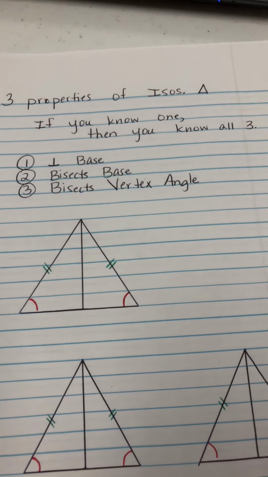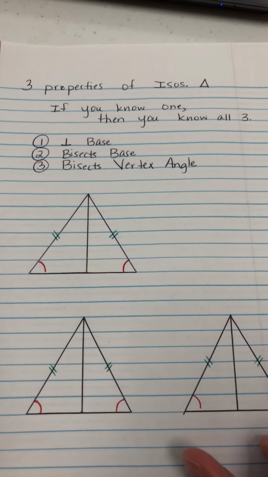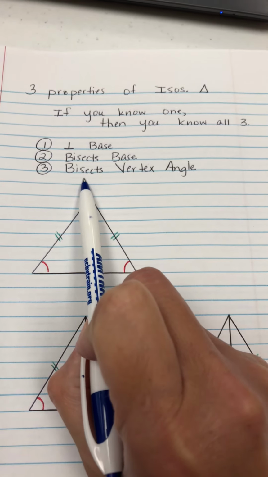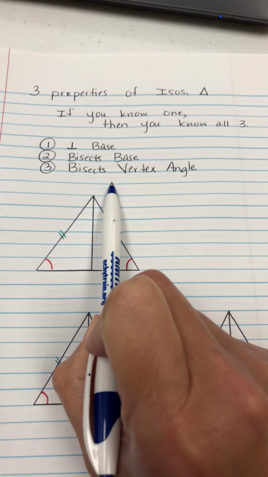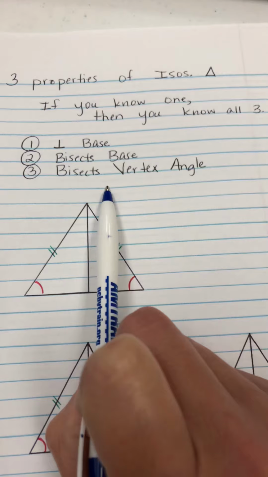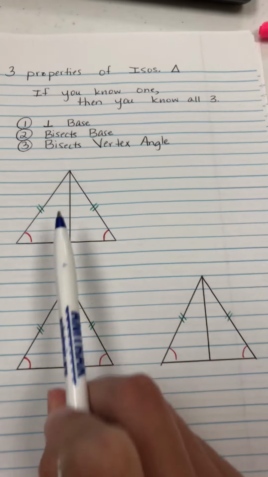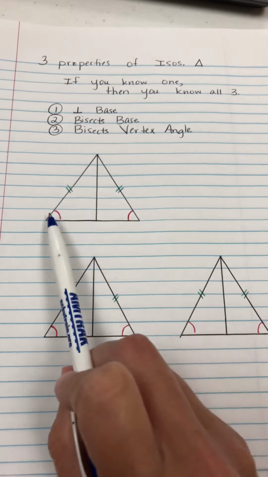Okay? The next thing that I want to talk to you about is some of the properties of isosceles triangles. If you know one of these three pieces of information, then you actually can use all three pieces of information. So let me go through this again. This is for isosceles triangles. So if you look at the picture I have here, all three pictures are identical. You have a large isosceles triangle.